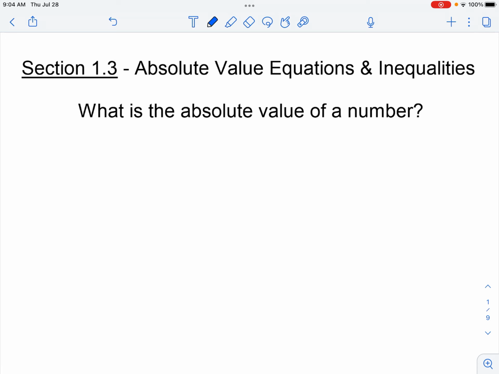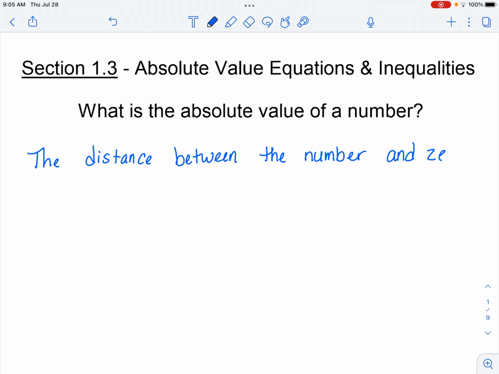All right, so the absolute value of a number, you're going to think about it in terms of a number line. It is the distance between the number and 0 on a number line. Okay, so what do I mean by that? The distance between a number and 0 on a number line.